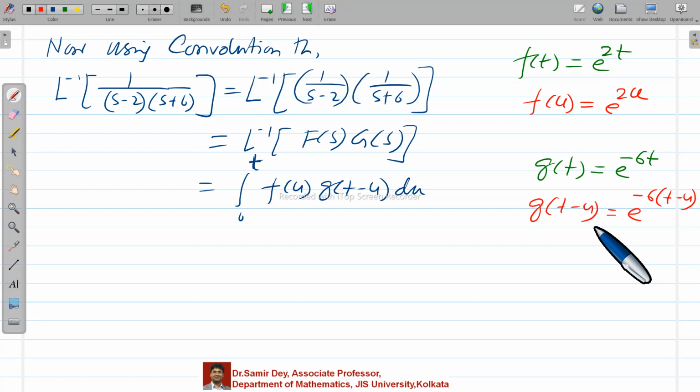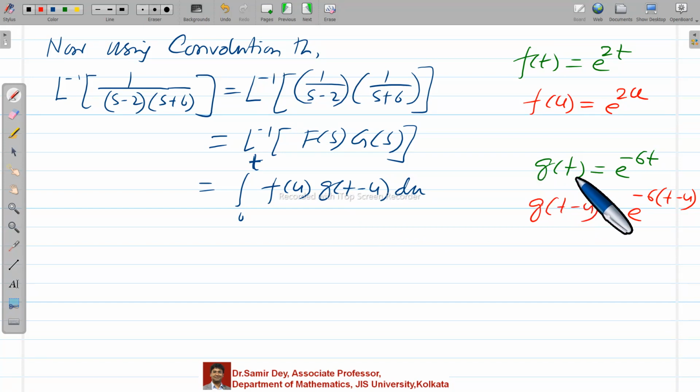Is it clear? So here f of t is equal to e to the power 2t. What is our requirement? Our requirement is f of u, so t should be replaced by u: f of u is equal to e to the power 2u. Now our next part is g of t minus u.